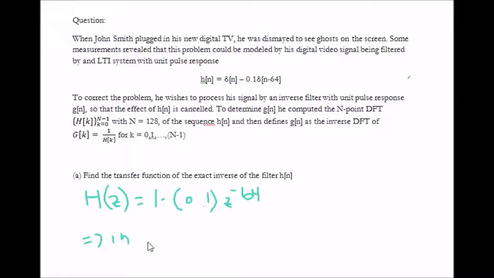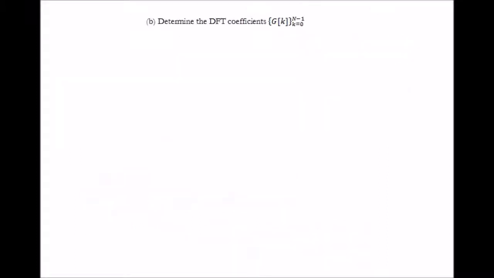Then to take the inverse of that, you would get 1 over 1 minus 0.1 times z to the negative 64th. This is because the inverse of that function is just 1 over h of z.